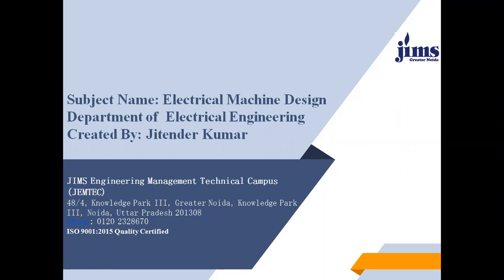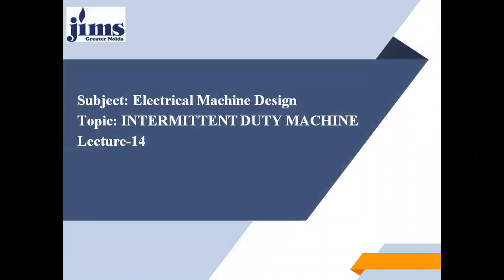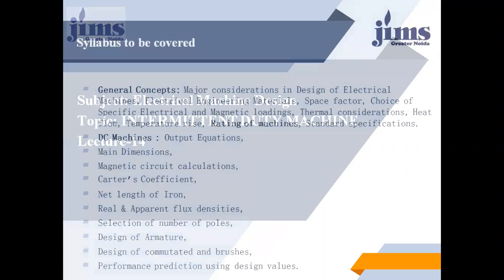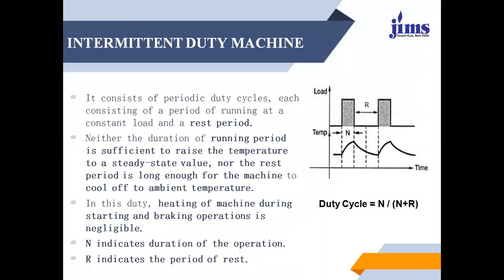In continuation of the previous lecture related to the special types of machines, now we are discussing the intermittent duty type machine. An intermittent duty cycle machine consists of periodic duty cycles, each consisting of a period of running at a constant load and a rest period.